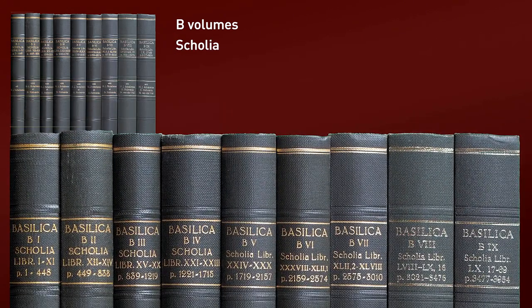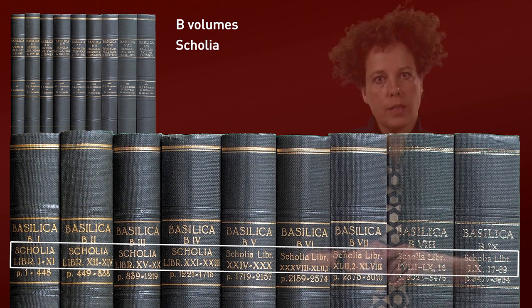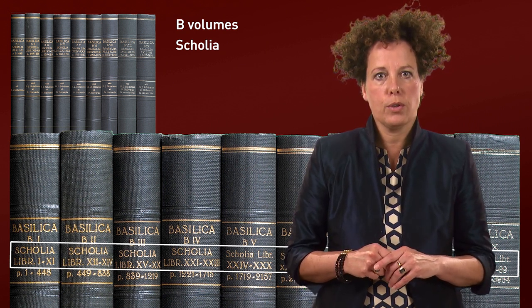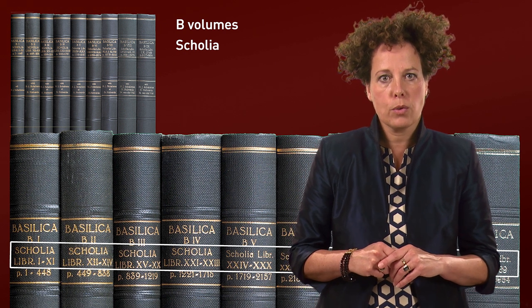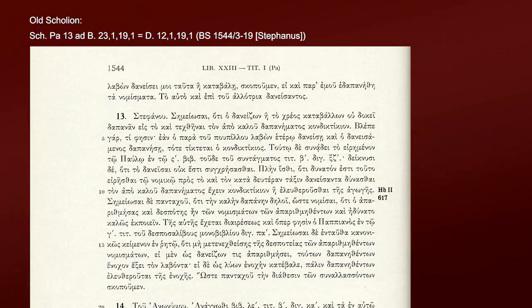In part B we find the Old Scholia from the early Byzantine law period and New Scholia from the later Byzantine law period. How can we identify scholia as Old Scholia or New Scholia? Let us start with an Old Scholion indicated by the following reference. This scholion is scholion number 13 from manuscript PA at Basilica book 23.1.19, corresponding with digest book 12.1.19.